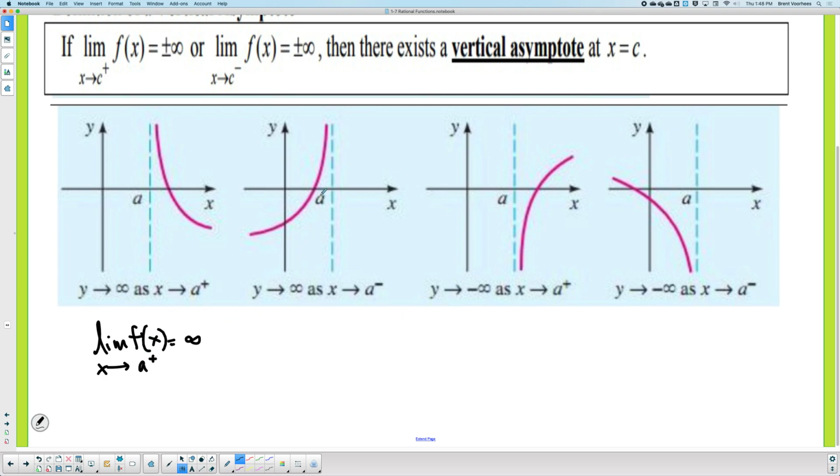This one would be from the left side, just rising. This is from the right side falling, and this is from the left side falling. You could write limits all the way across. I'm not going to do that here, though. Okay? Now, that's vertical because the asymptote's up and down.